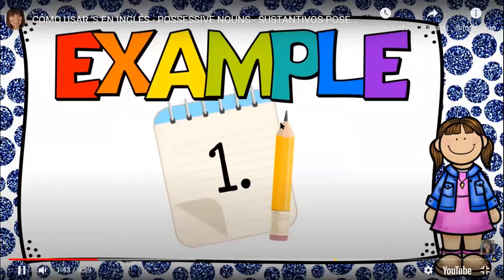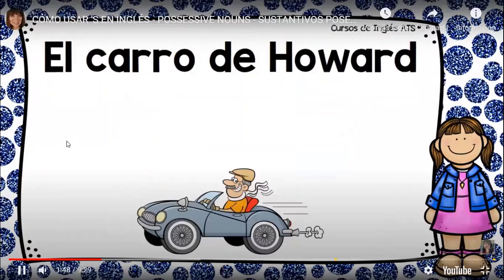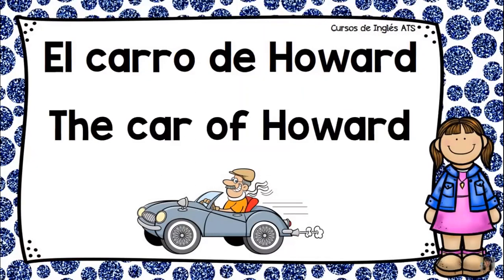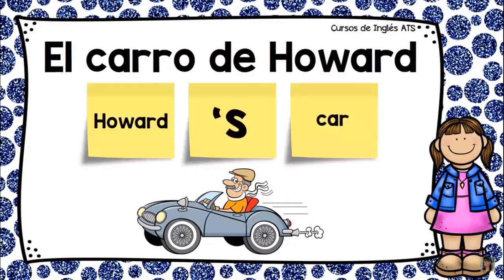And here we have an example, our first example. El carro de Howard. Okay, in this case, in English it will be first of all the name, then we are going to add an apostrophe and then the S. Howard's car. But in this case, the car of Howard is incorrect. Es de manera incorrecta realizarlo the car of Howard. Okay, así que la expresión correcta sería Howard's car. El carro de Howard.